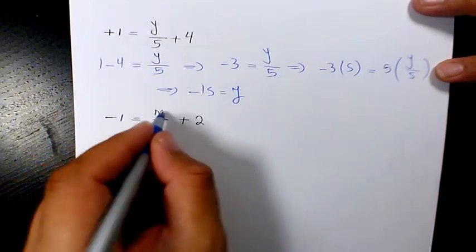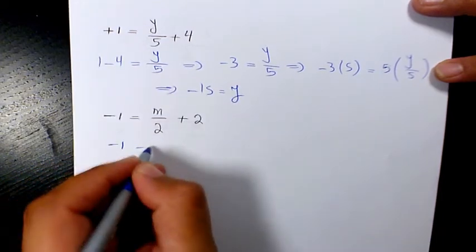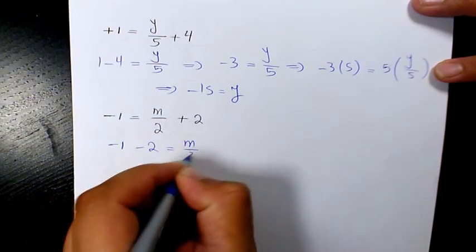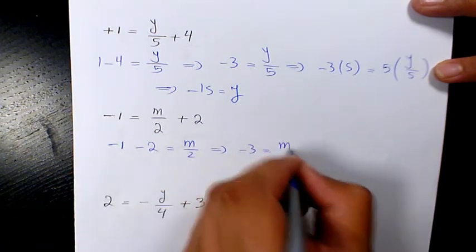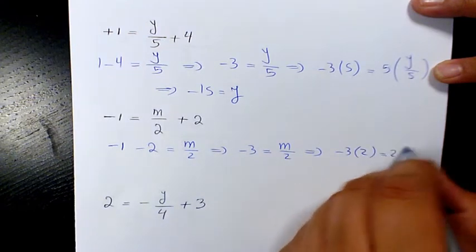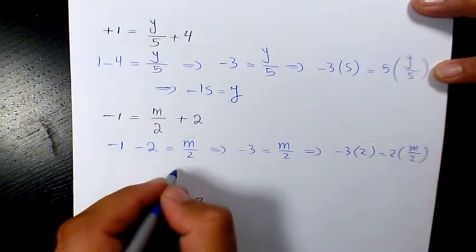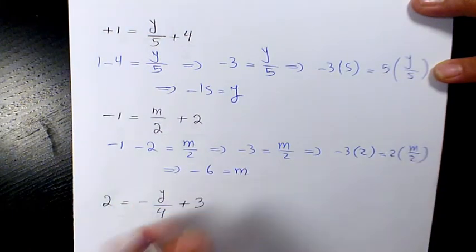Negative 1 equals m divided by 2 plus 2. So we have negative 1, 2 to the other side is going to be negative 2, m divided by 2. Negative 1 minus 2 is going to be negative 3, m divided by 2. Negative 3, 2, 2 times m over 2. So that's going to be negative 6. 2m divided by 2 is going to be m. So m equals negative 6.